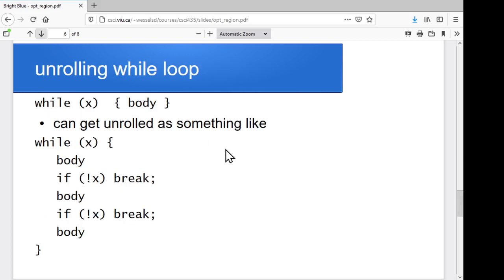So just another example of that. That last one was a for loop. If we've got something like a while loop, we can do the same thing, right? We've got while and some test condition, do whatever the body is. Again, if we want to unroll that a little bit, we've got our test condition at the top, we've got our body, break if that condition fails, break if that condition fails. So now we're still having to test the condition.